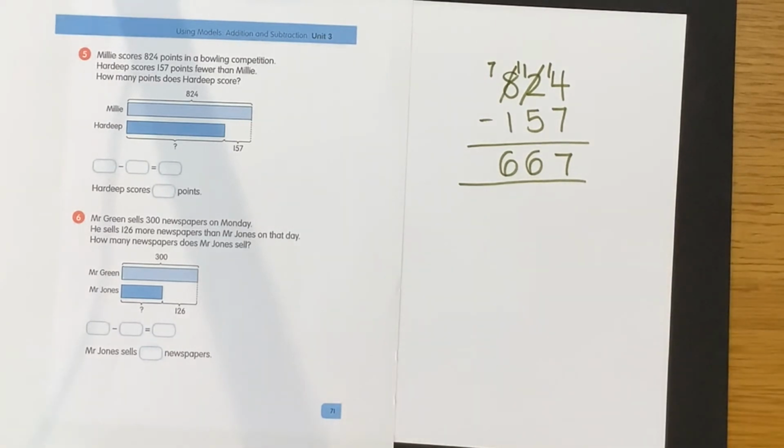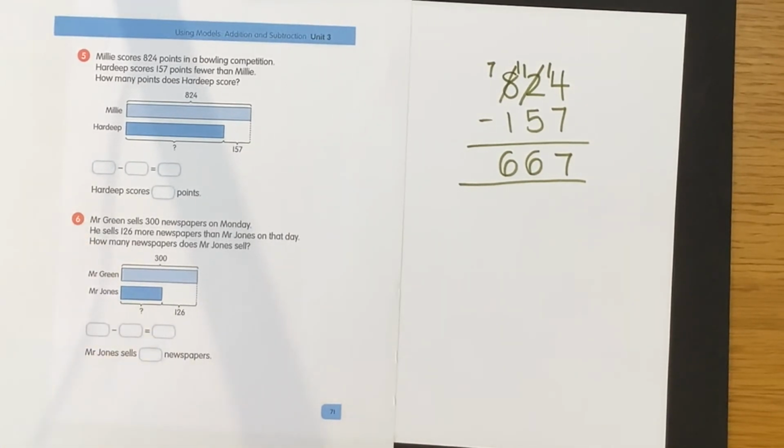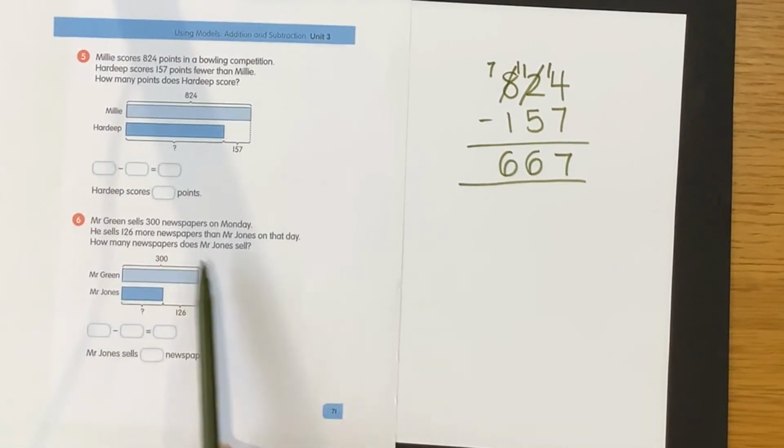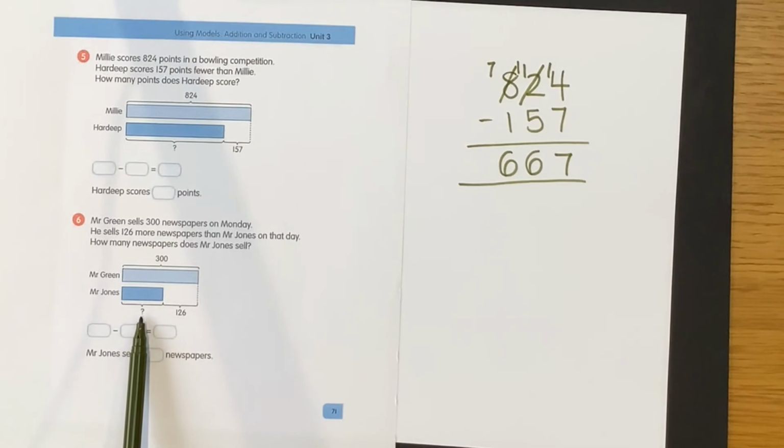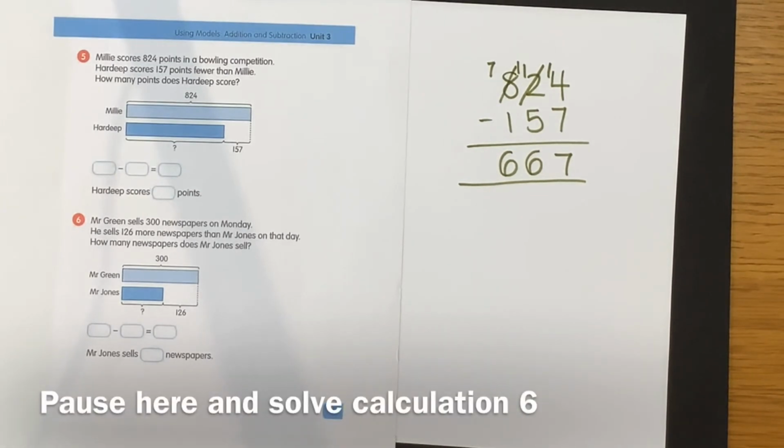Last one then, let's have a look at this. Mr. Green sells 300 newspapers on Monday. He sells 126 more newspapers than Mr. Jones on that day. How many newspapers does Mr. Jones sell? Here's our bar model. It's been drawn for us. Have a close look. How are we going to work out this question mark? Could you write down the calculation you're going to do, find the answer, and then unpause the video to compare with mine?